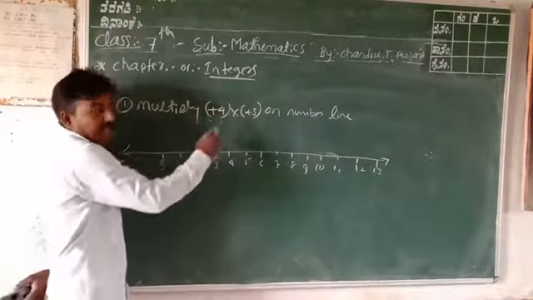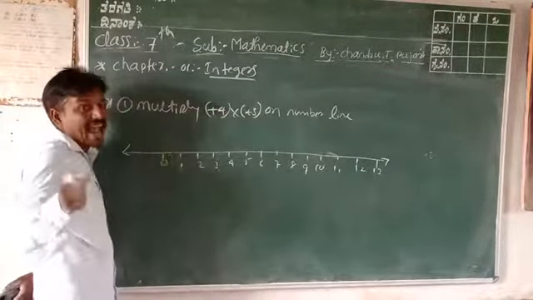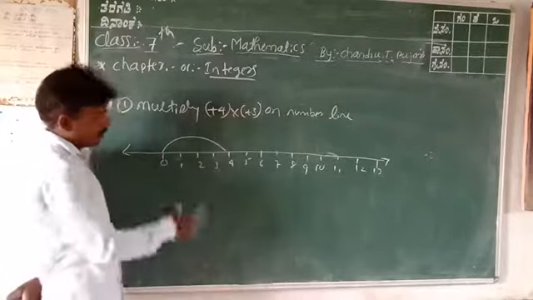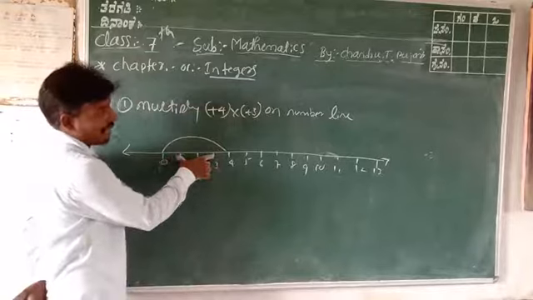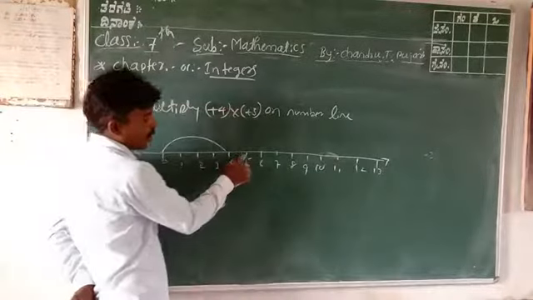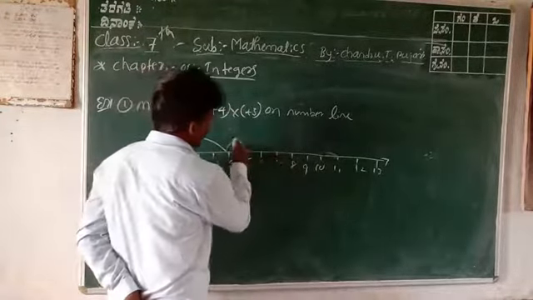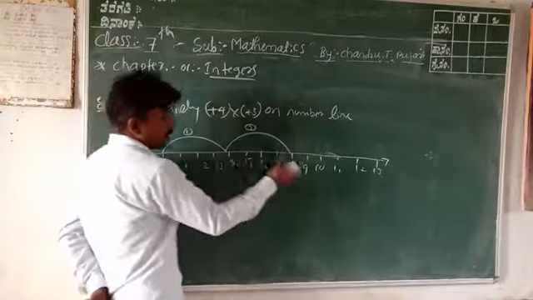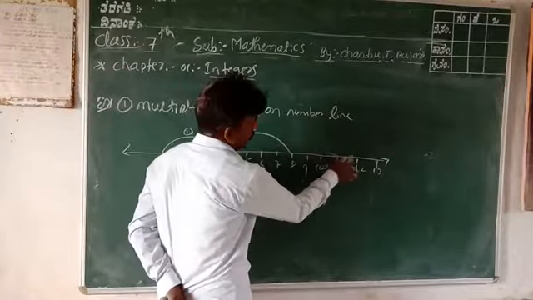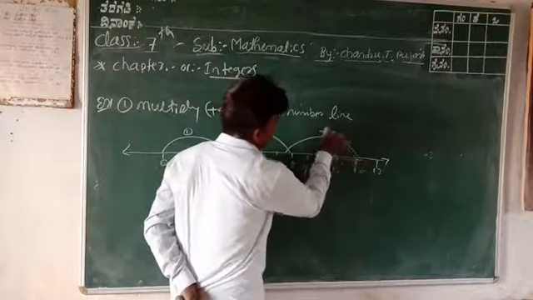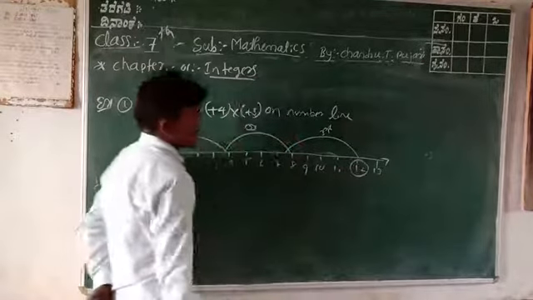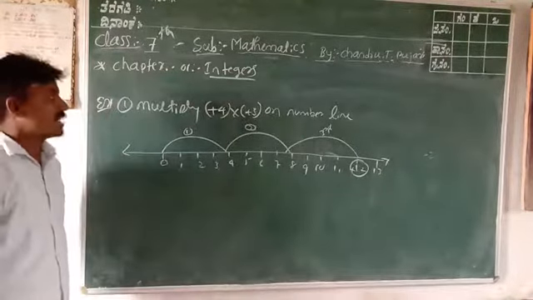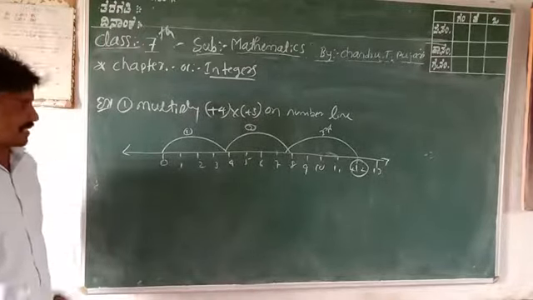4 into 3. Multiplication: 4 into how many times? 3 times. Starting from 0 to 4, that is 1 time: 1, 2, 3, 4. Again 1, 2, 3, 4, this is the second time. Next again 1, 2, 3, 4, this is the third time. Therefore, the answer is plus 12. This is plus 4 into plus 3.